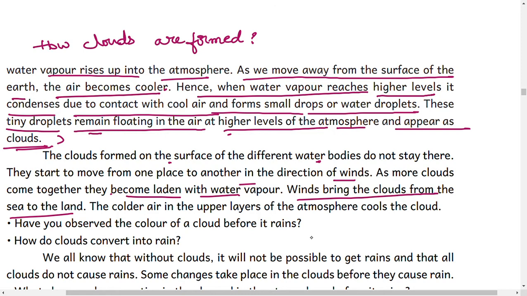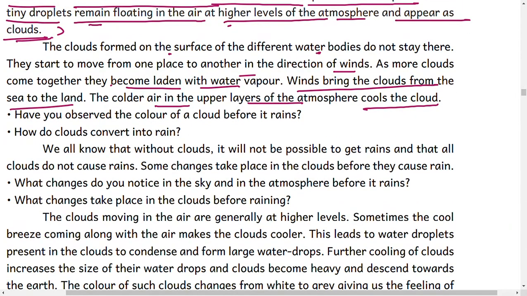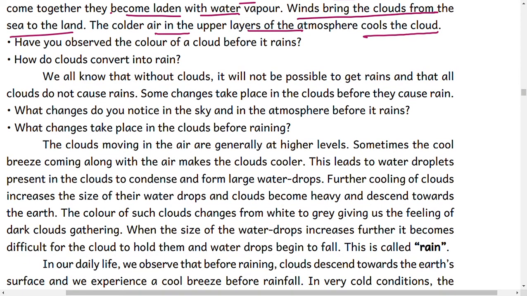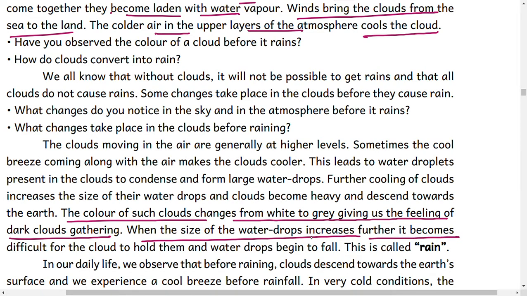The colder air in the upper layers of the atmosphere cools the cloud. Have you observed the color of a cloud before it rains? Before raining, the color of the cloud changes from white to grey, giving us the feeling of dark clouds gathering. When the size of the water drops increases further, it becomes difficult for the cloud to hold them. Then the water drops begin to fall. This is called rain.